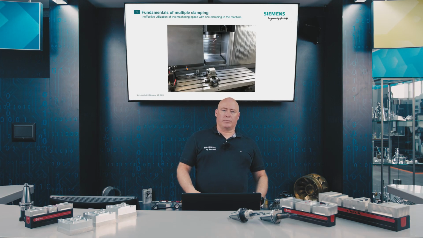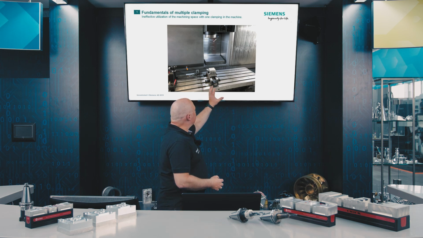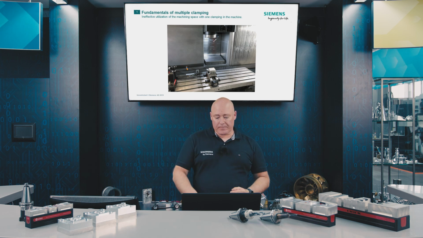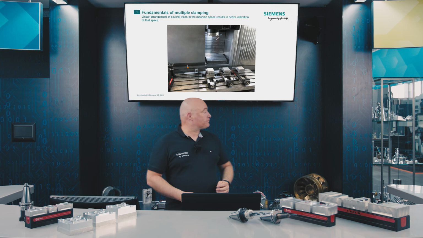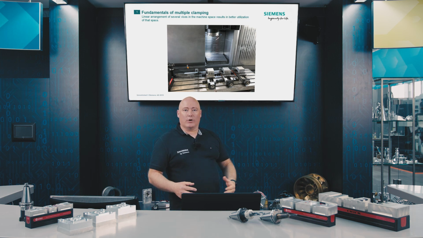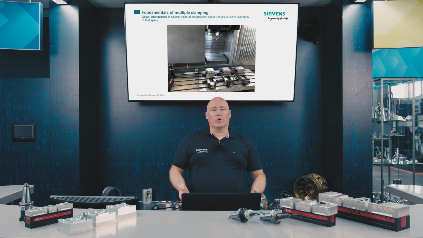One prerequisite for productivity during manufacturing is optimum utilization of the machine space, that is, the machine table. Here you see a negative example of how it shouldn't be. In contrast, with three-way clamping, an optimum or at least improved utilization of the machine space in order to achieve increased productivity within the scope of optimal manufacturing is immediately evident.